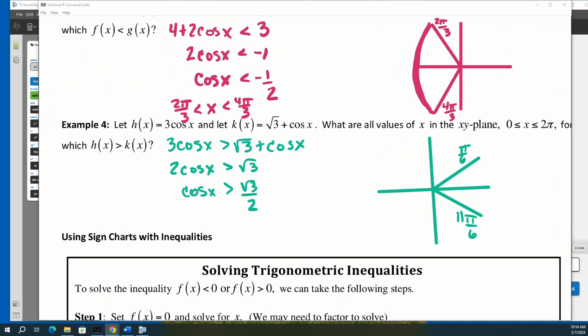All right, so we're either going to use these angles or we're going to use these angles. If it's greater than, is that going to be the x's that are to the left or to the right for greater? Right. All right, that's our solution region. But this one's a little tricky. Can we say that our solution region is pi over 6 and then less than x and then less than 11 pi over 6?